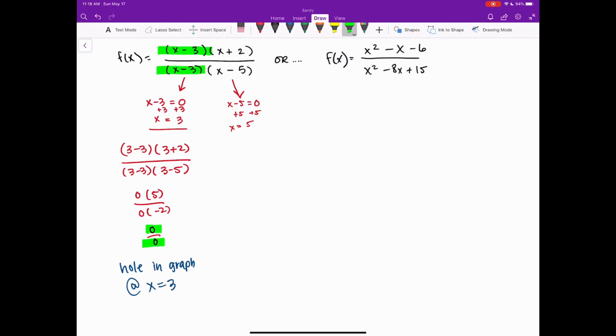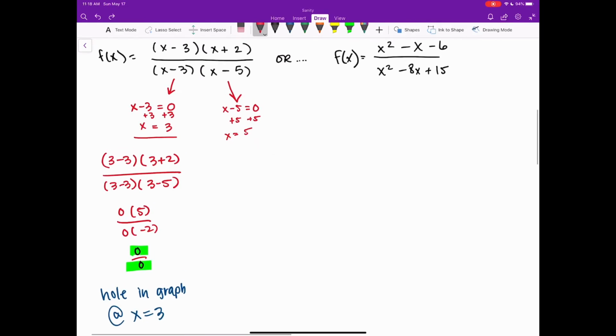So I kind of already know, without having to do all this work here, that there's going to be a hole in the graph, because putting in 3 into the top and the bottom is going to automatically give us a hole, all right? It's going to give us 0 on the top and the bottom. Let's just check. Again, we're just going to do the math together. Let's check the value of x equals 5.